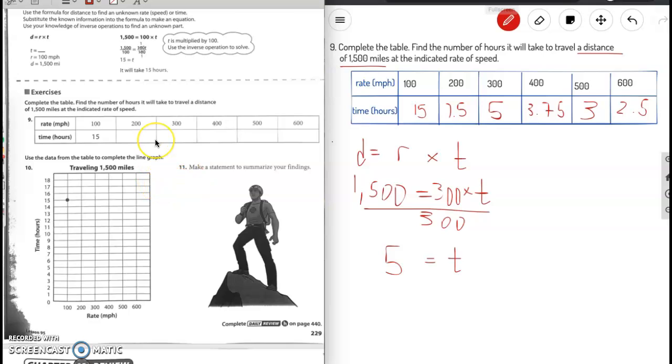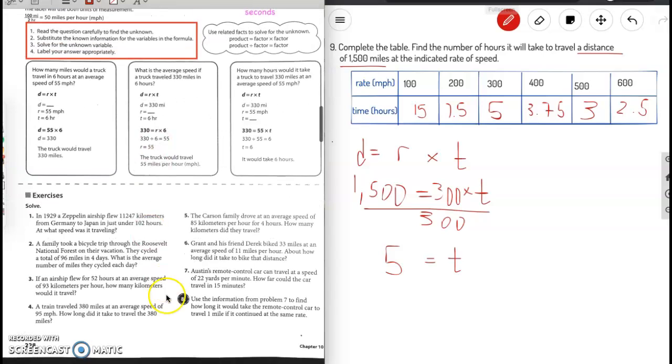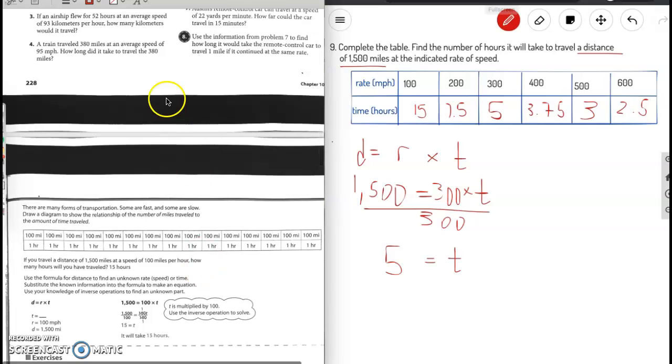So again, like I said, we're going to go over this together during our Zoom just because it's a little more complicated. And yeah, otherwise, great job, and I will see you in English class.